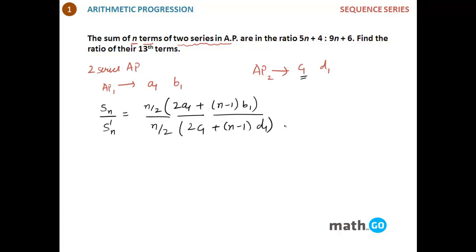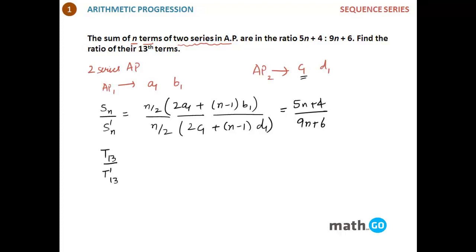Now you are asked to find the ratio of these two sums, and this ratio is given to you. So this is, let's say, 5n plus 4 by 6n plus 6. Find the ratio of their 13th terms, right? So you want the ratio of their 13th terms. You don't want the ratio of their 13th sums, and that does not make any sense. So what is being asked is T13 by T dash 13, right?